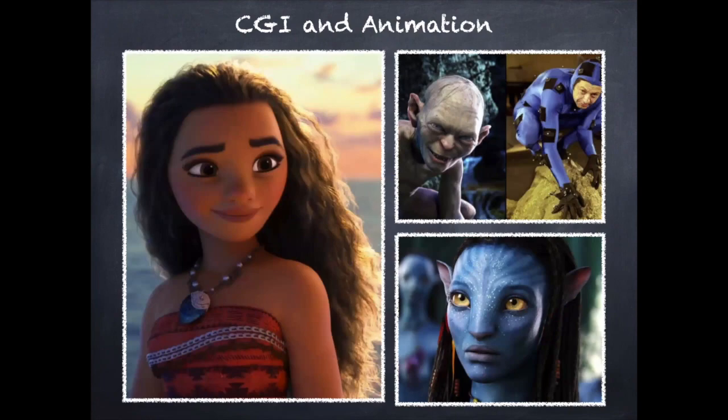And one of my favorite ways that programming gets used is with CGI and animation. Animated movies are some of my favorite types, and seeing how advanced the technology has gotten in the last few years is making it even more exciting. And to be able to have these really detailed faces and hair texture and things like that, we need to have some pretty intense programming that goes along with it.